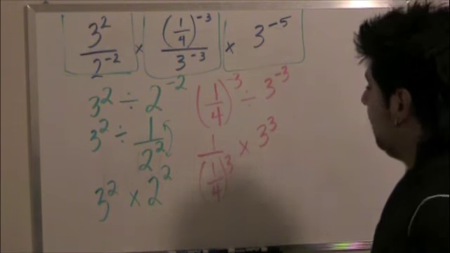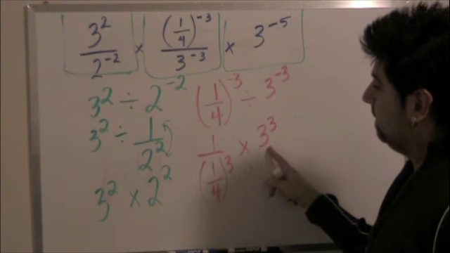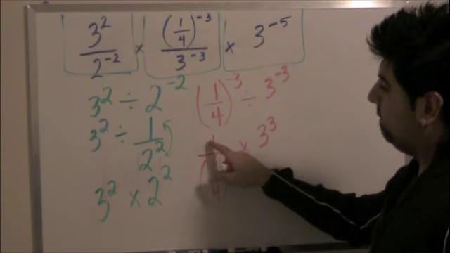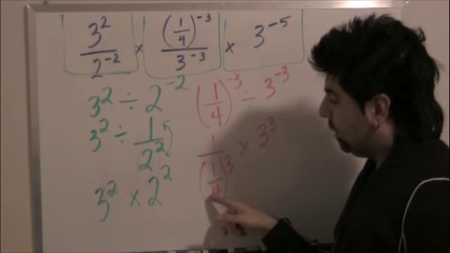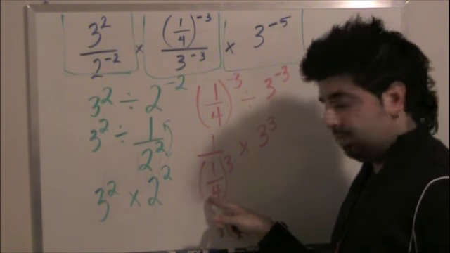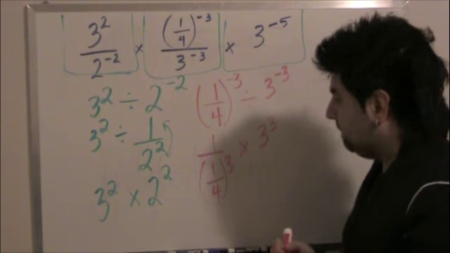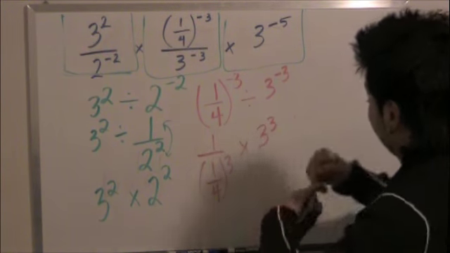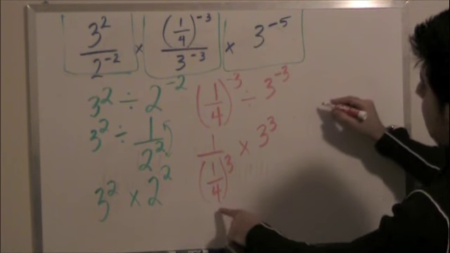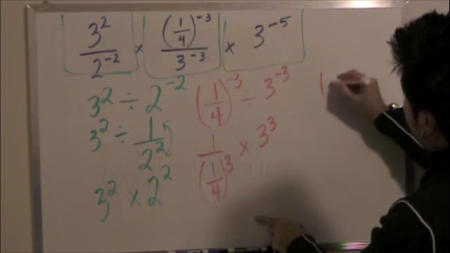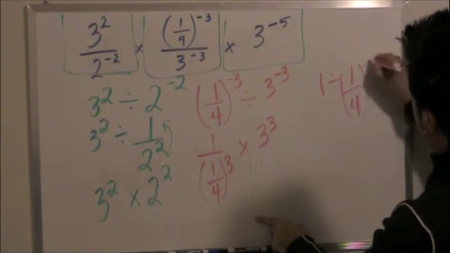Now, whenever I have a question as such, whenever I have 1 over another fraction, what this means is we're going to take the reciprocal of this. Let me just explain this here. So 1 over 4 to the power of 3 is just like writing 1 divided by 1 over 4.